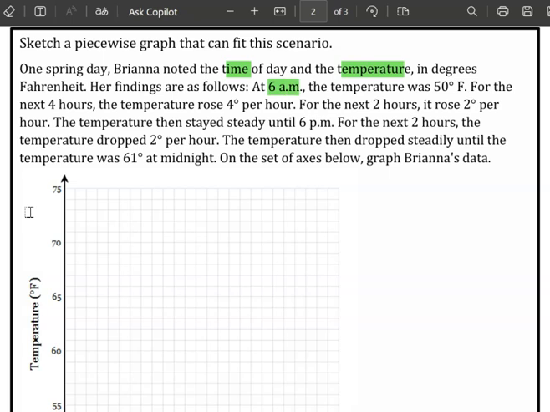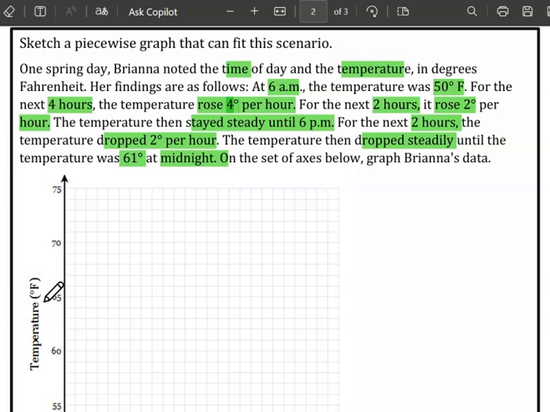At 6 a.m., the temperature was 50 degrees Fahrenheit. For the next 4 hours, the temperature rose 4 degrees per hour. For the next 2 hours, it rose 2 degrees per hour. The temperature then stayed steady until 6 p.m. For the next 2 hours, the temperature dropped 2 degrees per hour. The temperature then dropped steadily until the temperature was 61 degrees at midnight. On the set of axes below, graph Brianna's data.